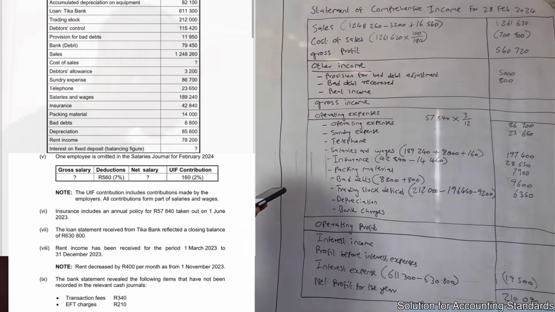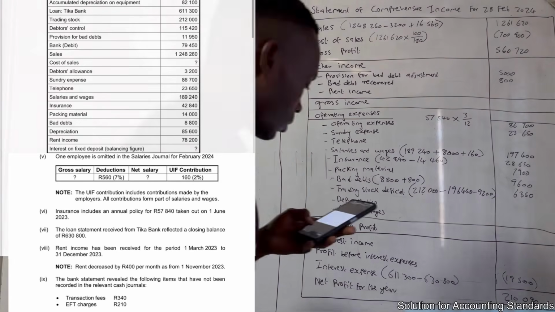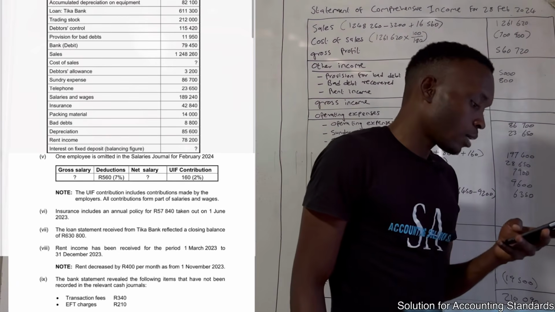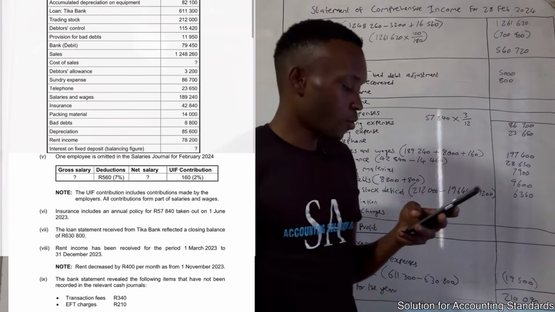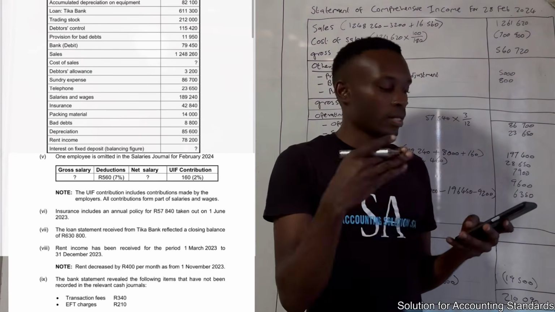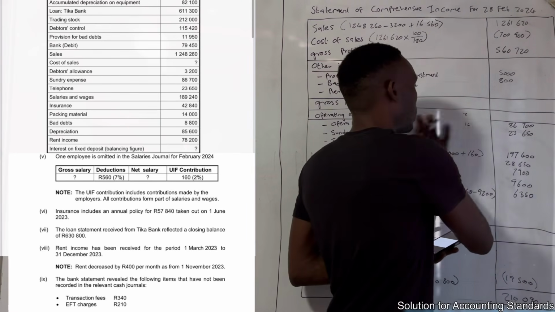The rent has been received for a period of 1 March 2023 to 31 December 2023. So in other words, they received the rent for only 10 months. If you count March, April, May, June, July, August, September, October, November, December, it's 10 months. Are we allowed to record 10 months under income statement?